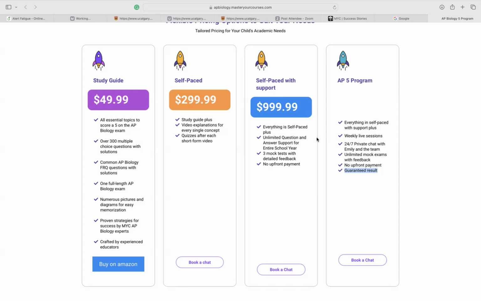If you're interested in any of these programs, you can book a chat with our experts, either myself or other academic consultants in the company. During that chat, we are going to assess the student, and depending on the student's situation, provide you with a personalized plan that best suits the student's needs, so that they will end up getting a 5 on their AP exam.